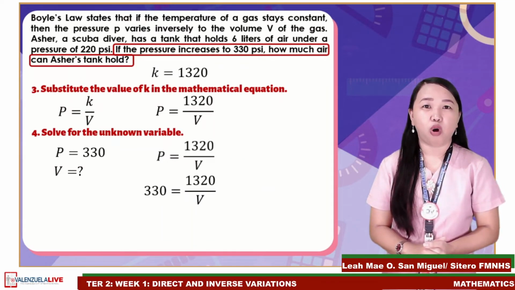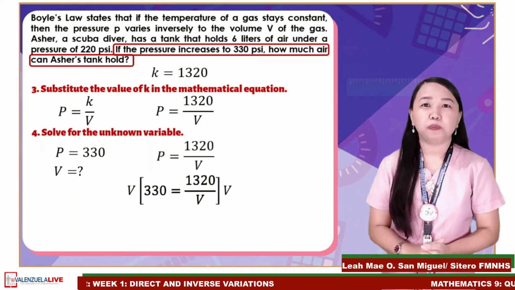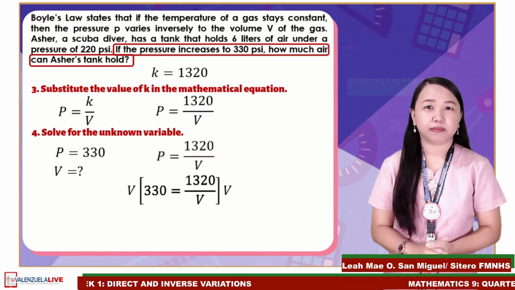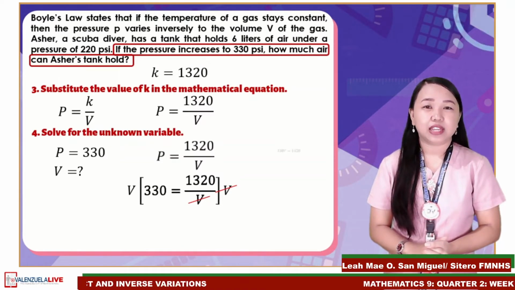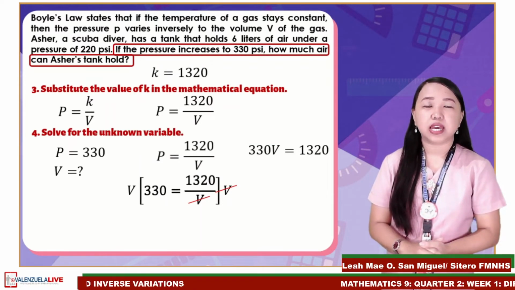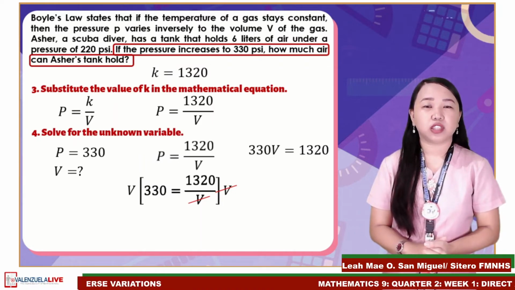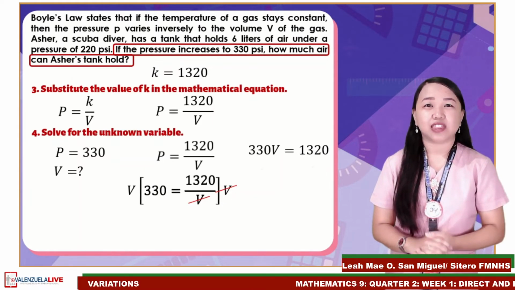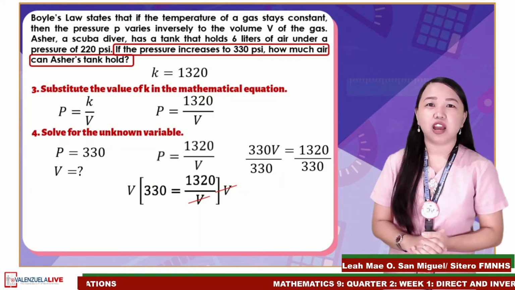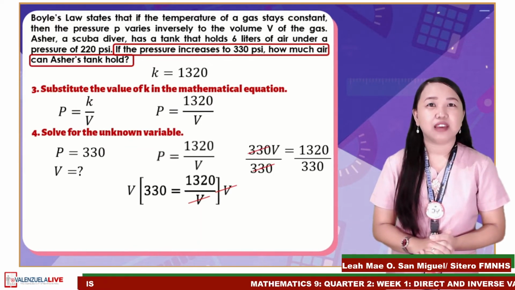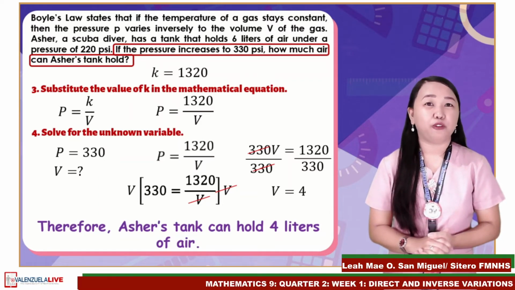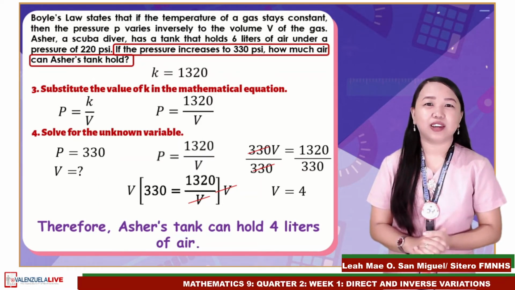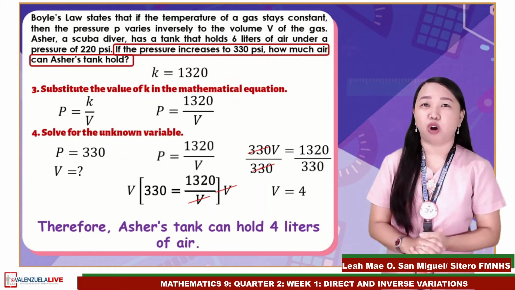1,320 over V. Multiply both sides by V. Simplify. The equation will be 330V is equal to 1,320. Divide both sides by 330. V is equal to 4. Therefore, Asher's tank can hold 4 liters of air.